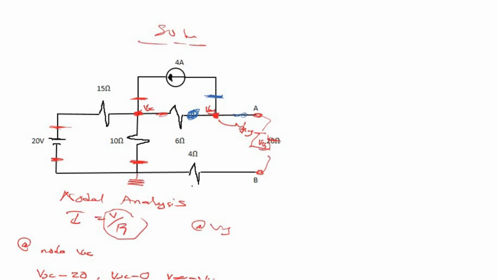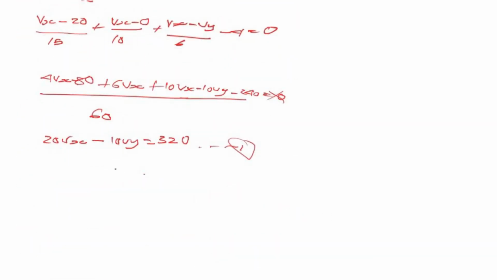At node Vy, now Vy is at the high potential, so we are going to be subtracting other voltages from it. We are having Vy minus Vx all over 6, which is this resistance, plus now we are having this other branch, but the current source is flowing away from it. I told you current flowing away is positive. So we are having plus 4 is equal to 0. So that is the equation we are having at node Vy. At node Y, Vy minus Vx all over 6 plus 4 is equal to 0. So quickly finding the LCM.